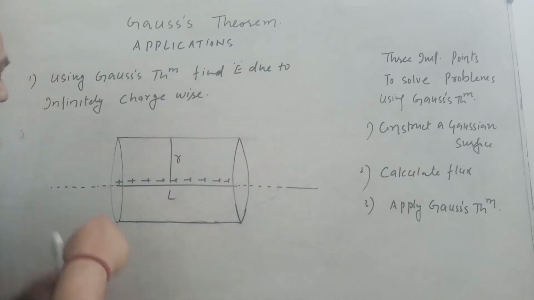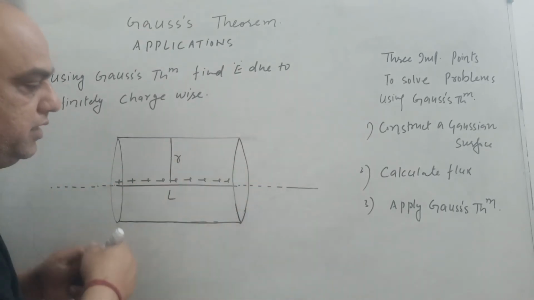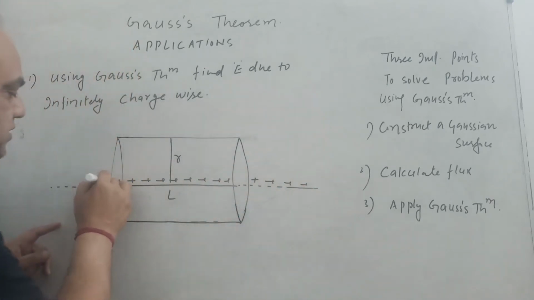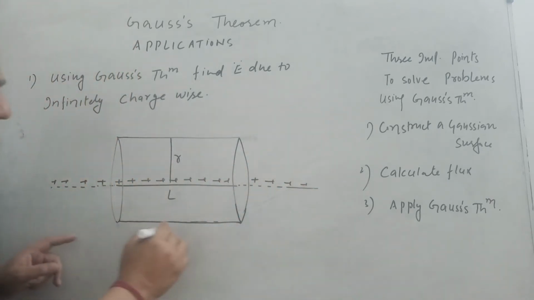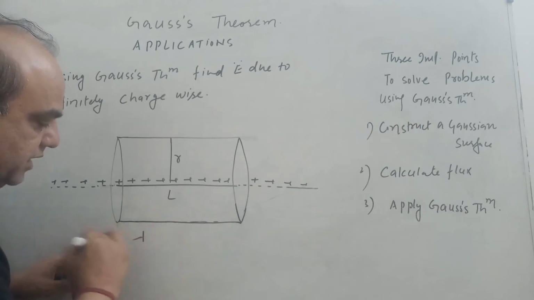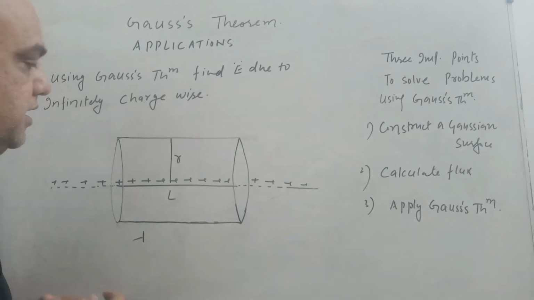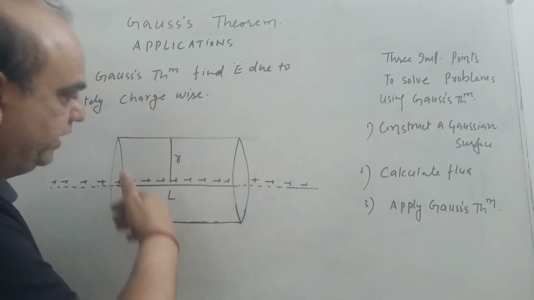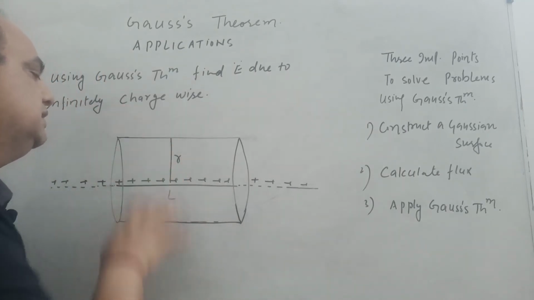So this is a long charge wire. It is infinitely long and uniformly charged. Let us consider the linear charge density is lambda. Lambda is the linear charge density. We have to find the electric field due to this infinite line charge at perpendicular distance r.